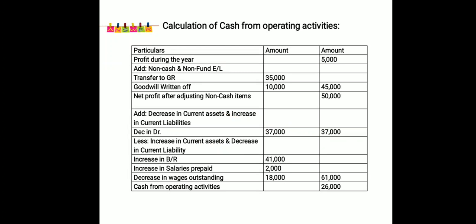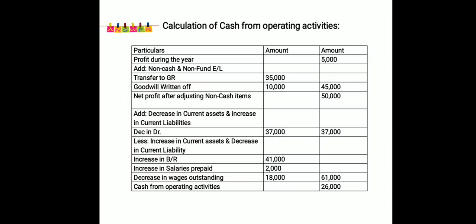And what we have checked, whichever are our current assets given in this question, that is debtors, bills receivable and salary prepaid. Out of these three, only debtors are decreasing. So the decreasing amount of debtors, 37,000, we are going to write in the amount column, because now we don't have any items which we can write under this heading. Okay, so once this is over, now move to the next, that is we need to subtract increase in current assets and decrease in current liabilities.